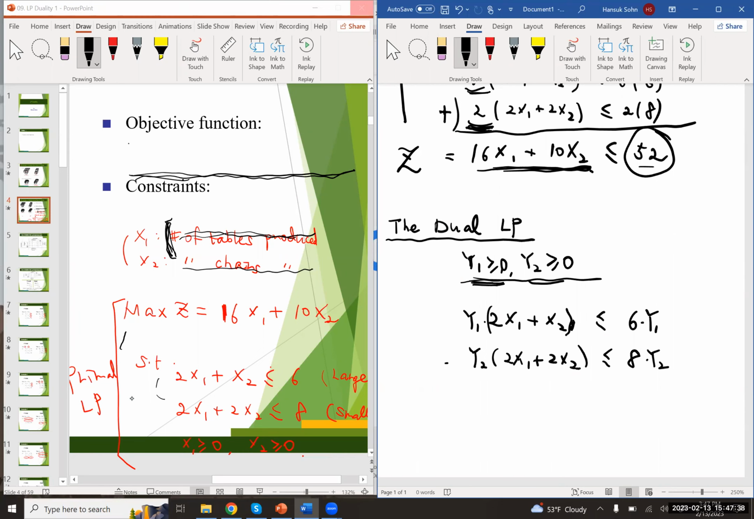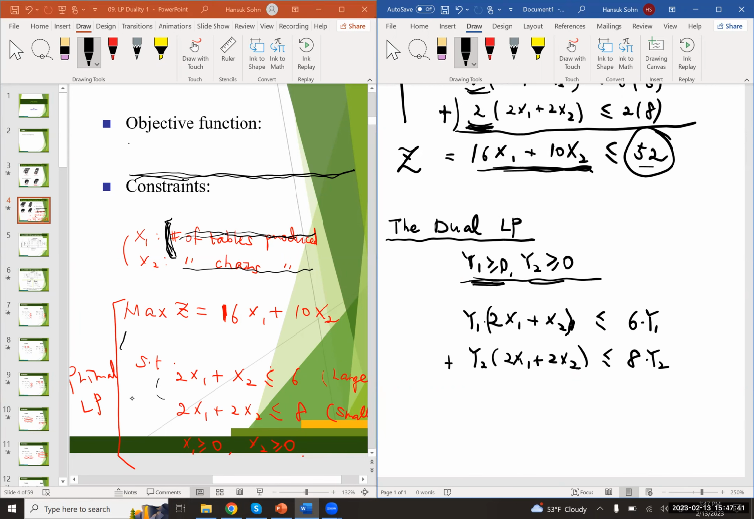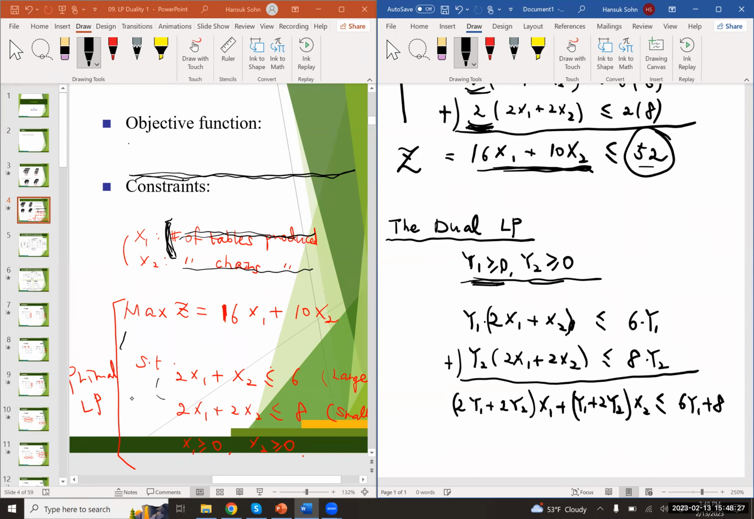And then add them, and take out x1. So it's going to be 2y1 plus 2y2 times x1, plus for the x2 term, y1 plus 2y2 times x2, is less than or equal to 6y1 plus 8y2. Is that correct?